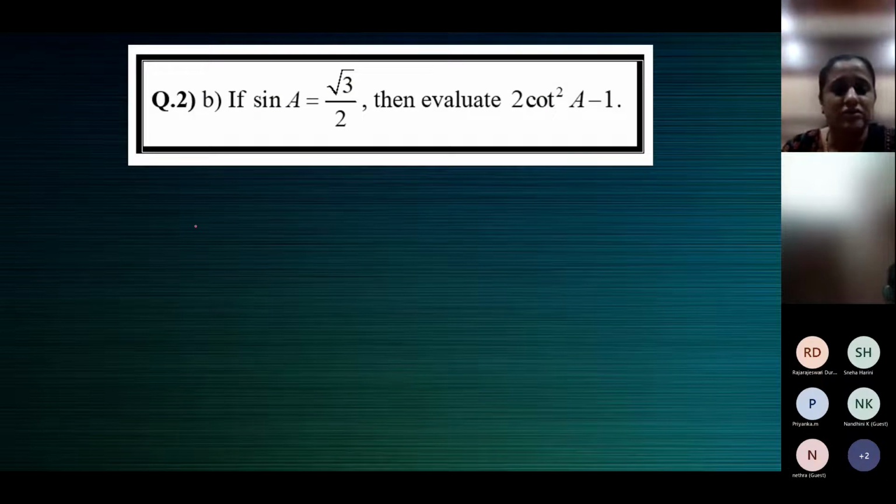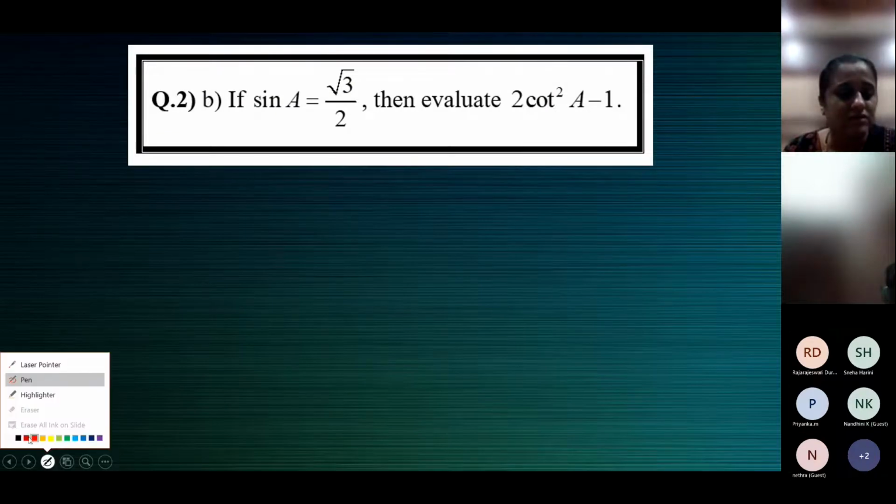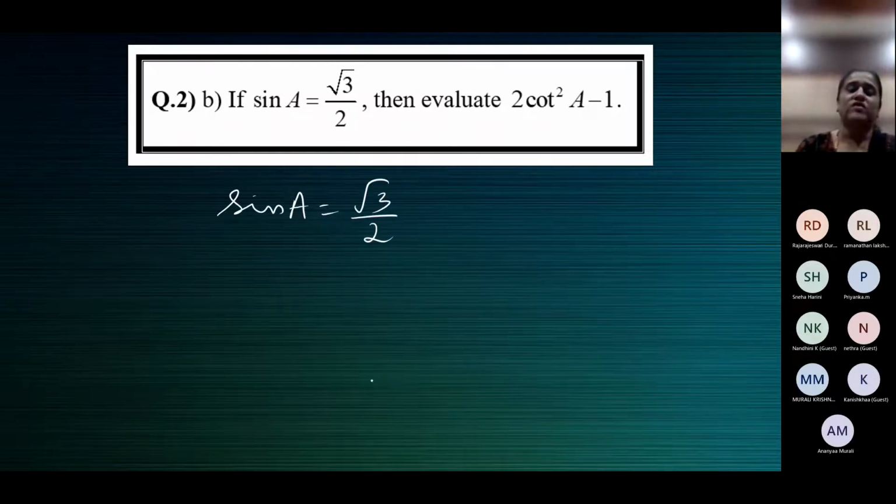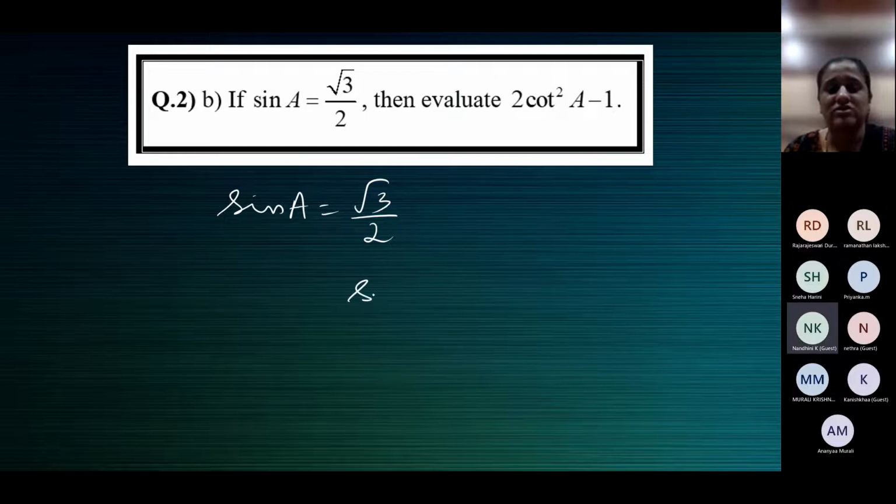Now in this question, we are given that sine A is equal to root 3 by 2. If you have memorized the table, it will occur to you that this value root 3 by 2 is found in the sine table. Sine of which angle is root 3 by 2? Sine 60 degrees. Sine 60 degrees is root 3 by 2.